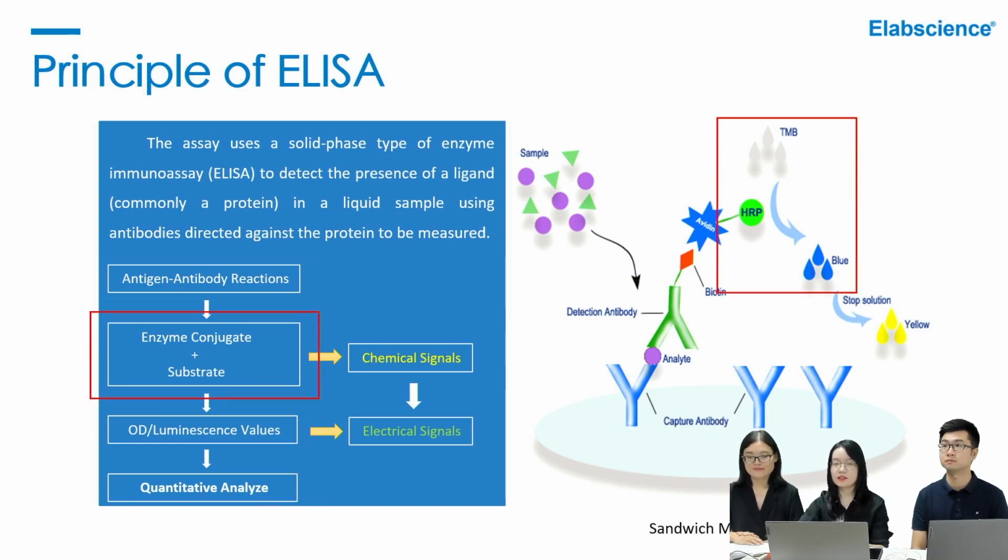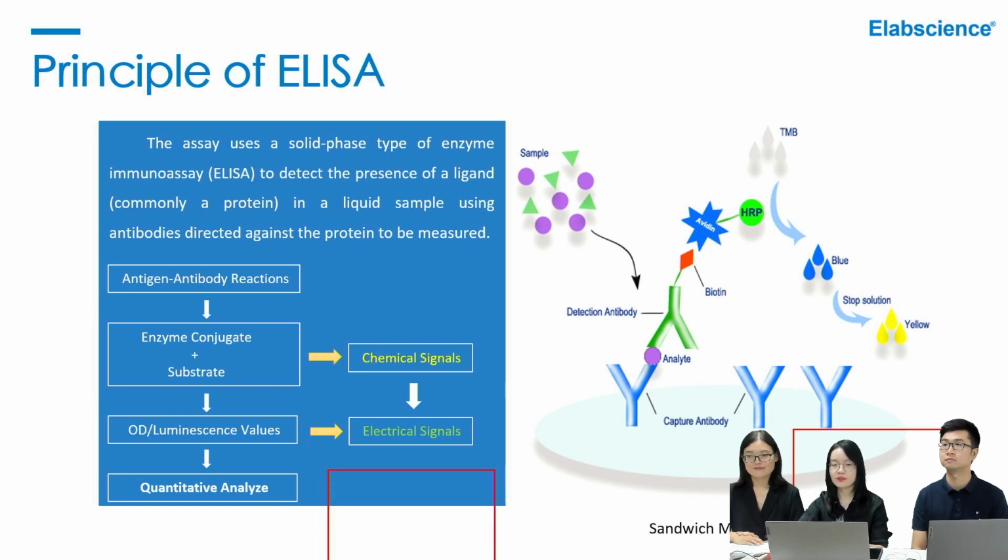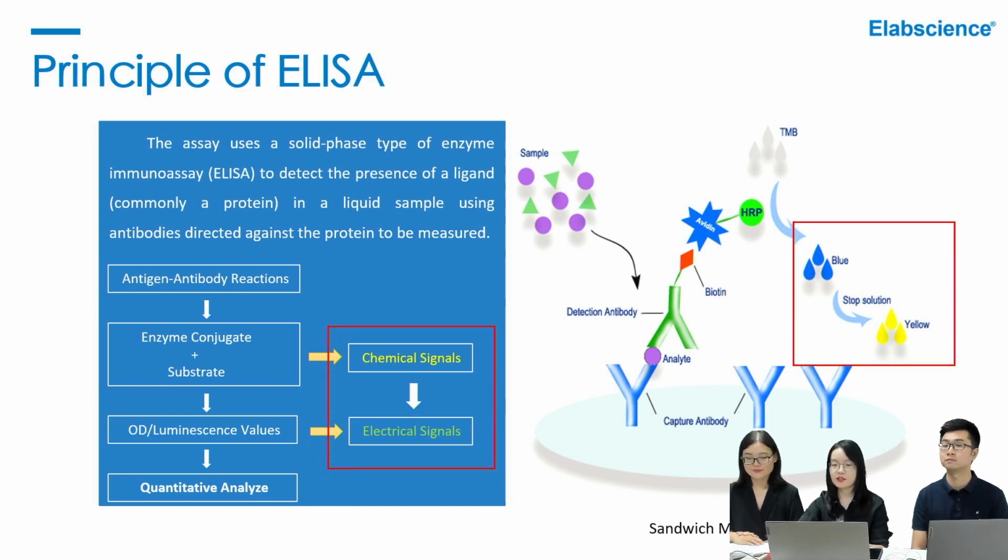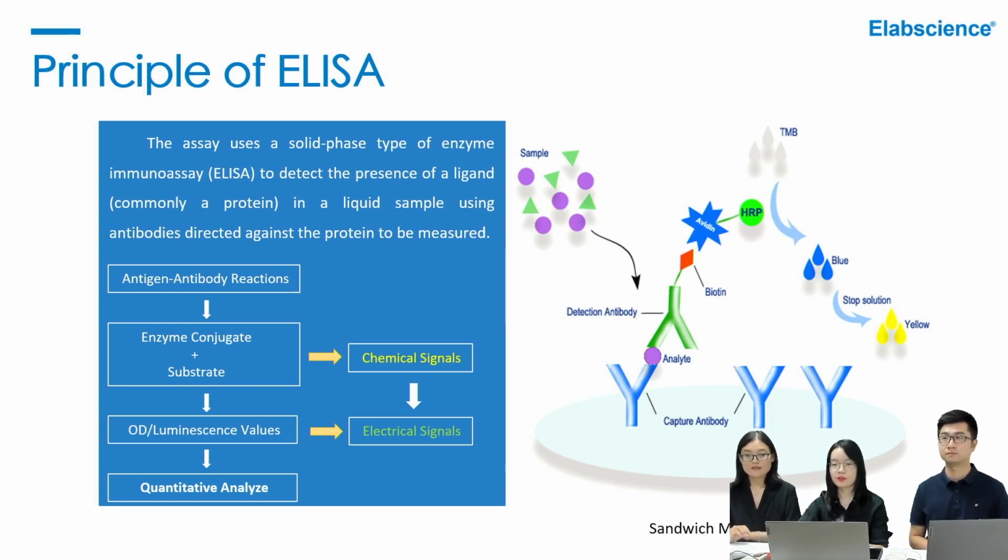The second is the immobilization of the antibody and the antigens. The third is the enzyme-conjugated antibodies and antigens and the substrate, namely the chromogenic agent. And the last one is that the chemical signals are converted to electrical signals by detecting the molecules, and the target protein is quantitatively analyzed by the OD value or the luminescence value.